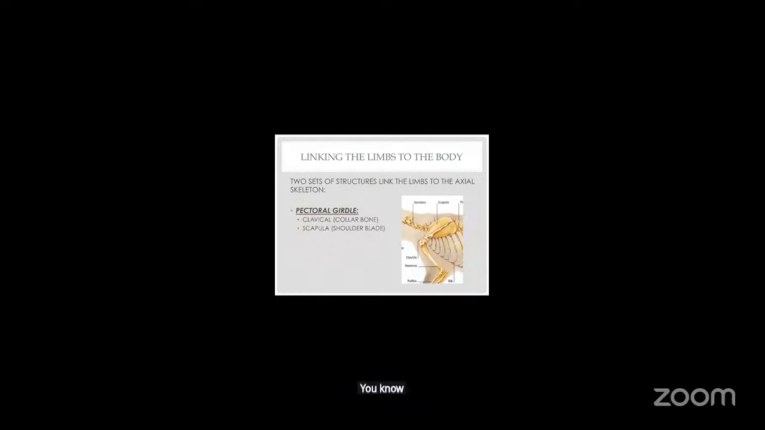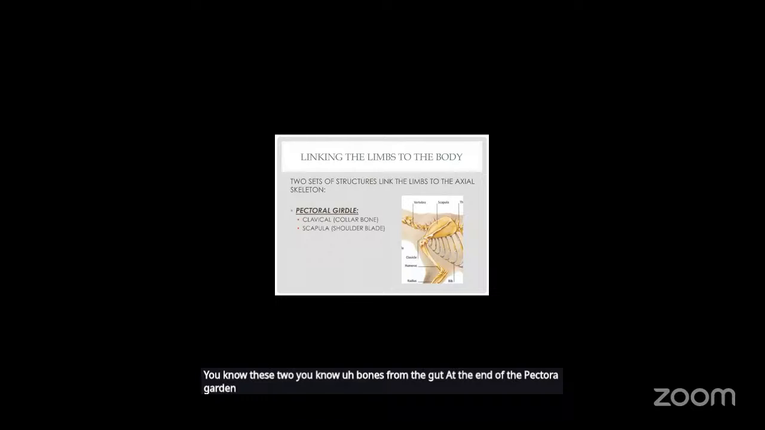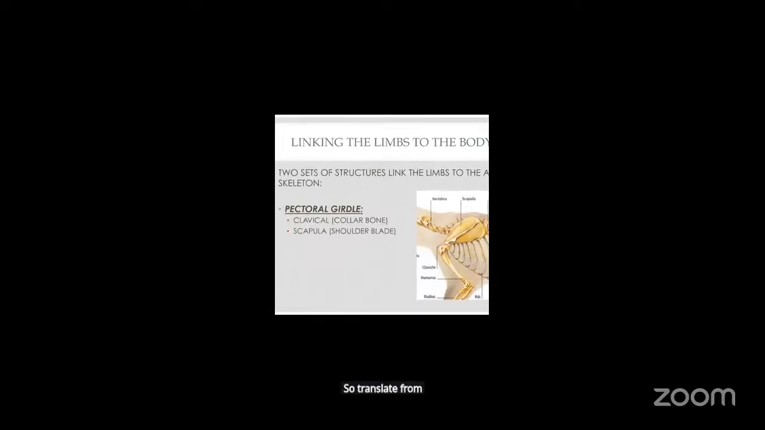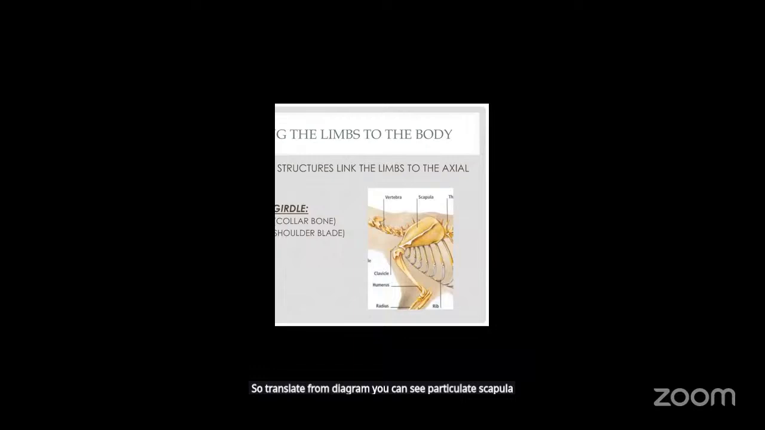These two bones form the pectoral girdle. At the end of the pectoral girdle, you have a ball and socket joint through which the humerus, the bone of the forelimb, is attached to the pectoral girdle. That makes a human being able to rotate the arm almost 360 degrees. You can see from the diagram the vertebrae, the scapula, the clavicle, the humerus, and some other parts.